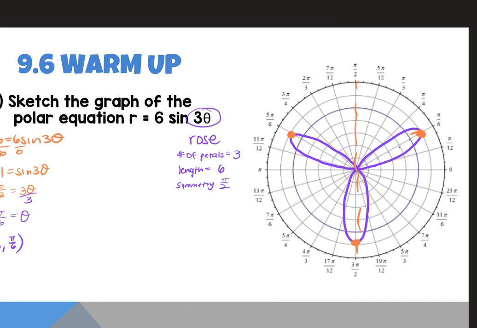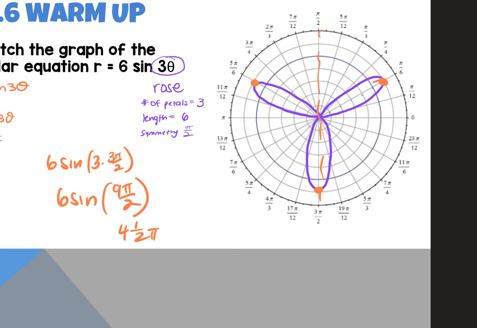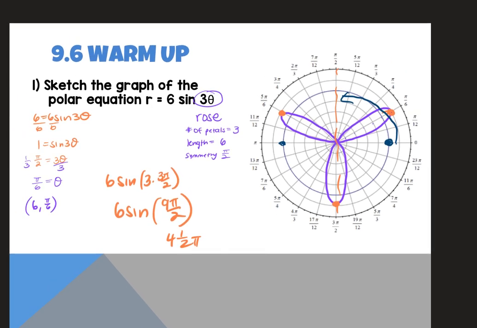So I'm going to check it. I'm going to say 6 sine 3 times 3 pi over 2, so 6 sine 9 pi over 2. 9 pi over 2 is not on my unit circle, right? But that is 4 1/2 pi. Where would that be? 4 pi, you remember our evens and odds? This would be 0, this would be pi, this would be 2 pi, this would be 3 pi, this would be 4 pi. 1/2 past it, I'm at pi over 2.